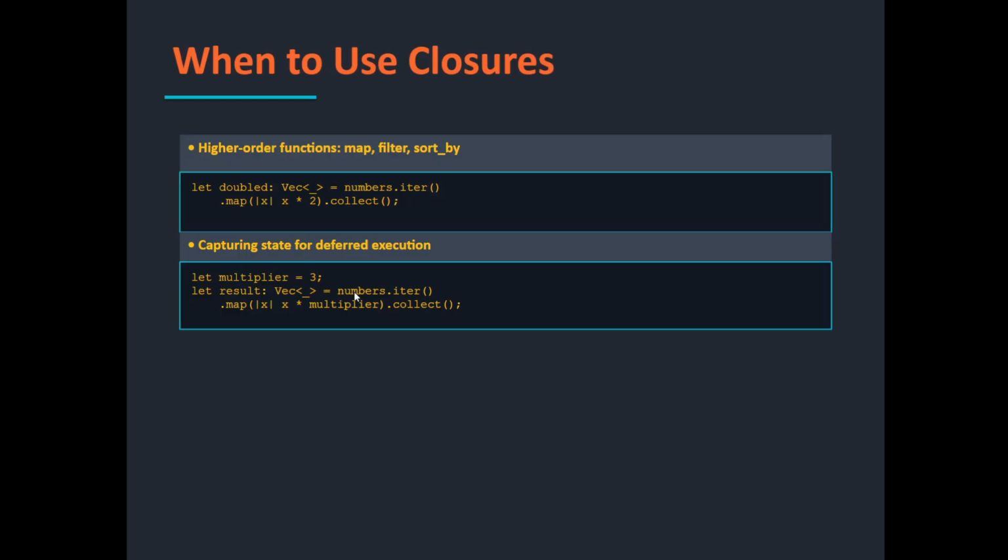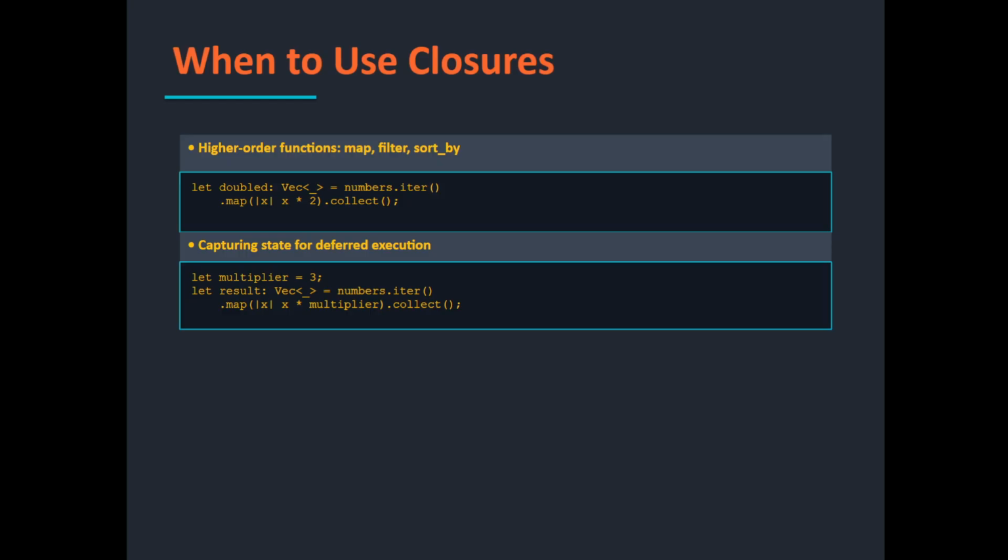Now, when do you use closures? How do they work? When do you use them? Higher order functions: passing a closure to map, filter, sort by. So basically, if you want a custom filter operation for a map, you can use a closure. You can also use a closure for a callback.